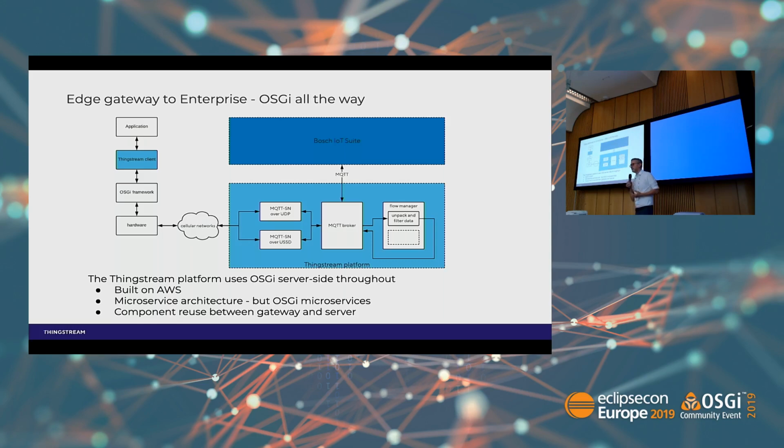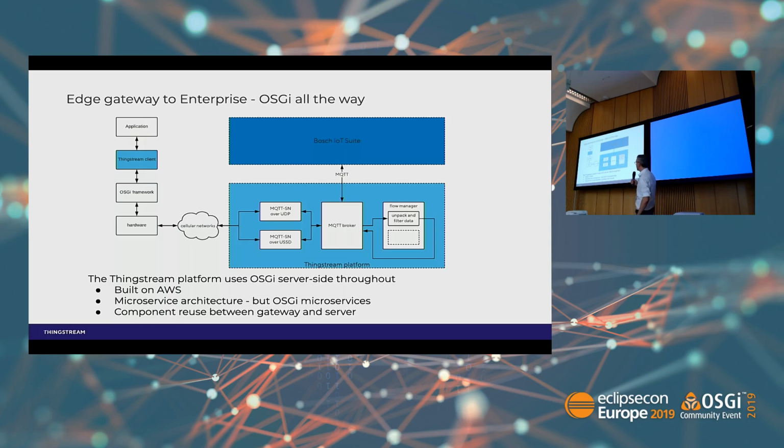The ThingStream platform is entirely written in OSGi server side. It's built on Amazon Web Services, and it uses a microservice architecture, but not necessarily the one you would typically expect to see. It's based on OSGi services, so different application structures, and I'll talk about this a bit more, consume OSGi microservices to carry out their operations, which typically take things that you find in AWS, wrap them with a piece of code and a few abstractions to provide individual services that are of use for the platform.